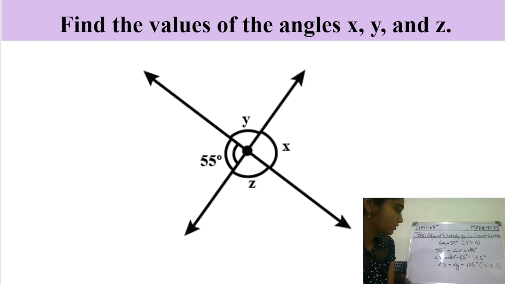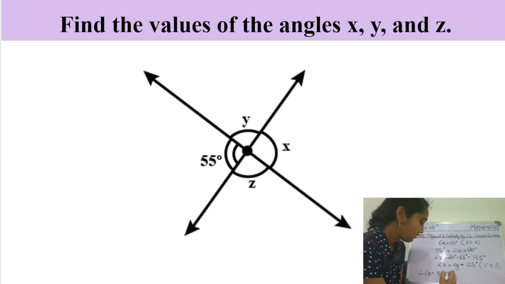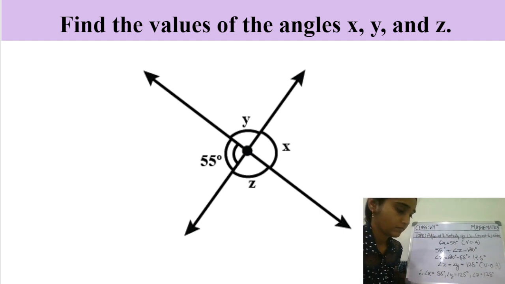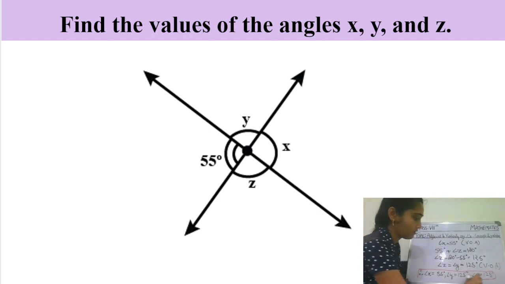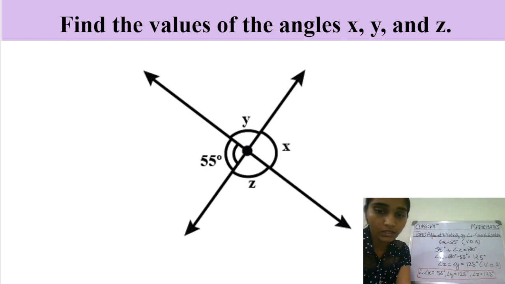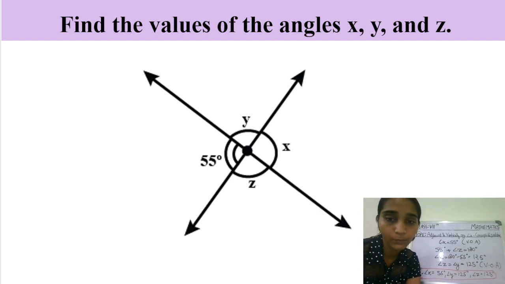So students, now you can see that we have found out. So therefore we can write the value of angle X is 55 degree. Value of angle Y is 125 degree. Value of angle Z is also 125 degree. So we have solved this question. You can note it down from the board if you want to. We can proceed further now.